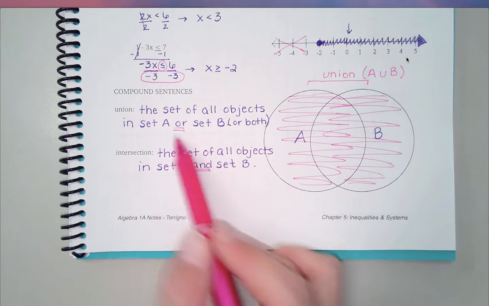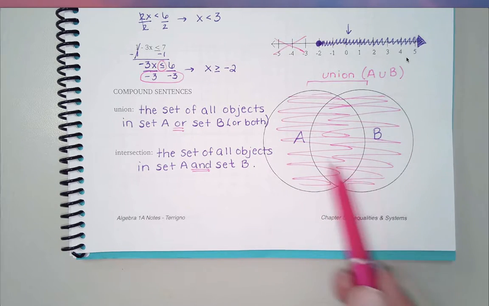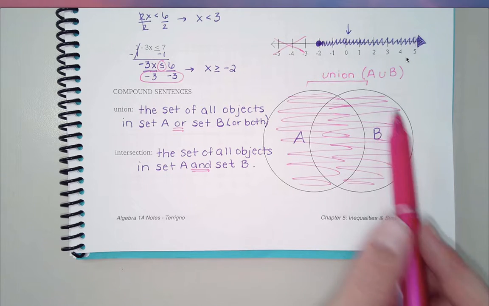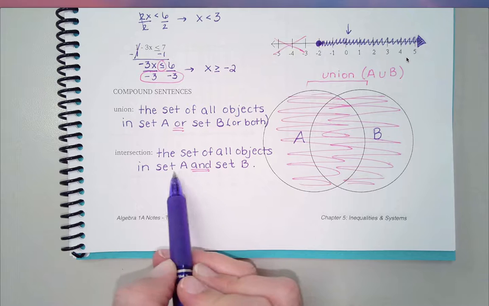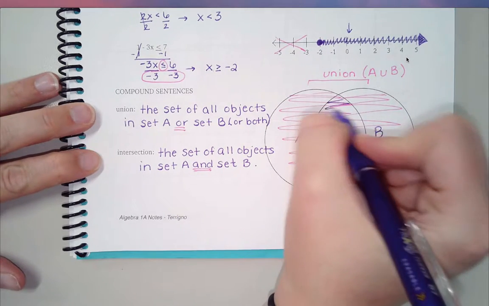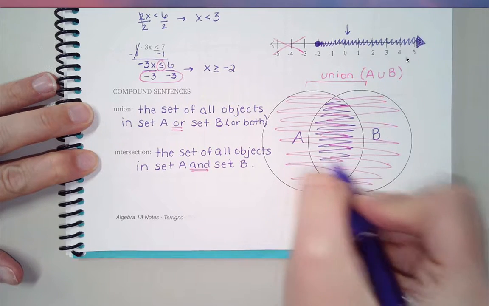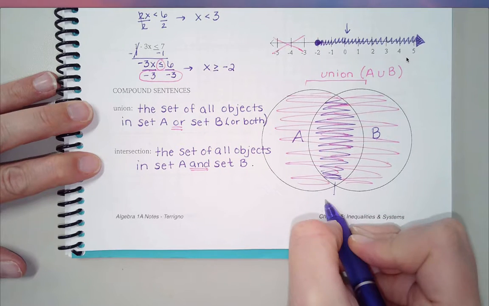So union includes everything, right? If it's in this circle or if it's in this circle, and if it happens to be in both, great, but that includes everything. The intersection includes only the items that are in both. So that's only this section in the middle. This would be your intersection, okay? And so this right here is the intersection.